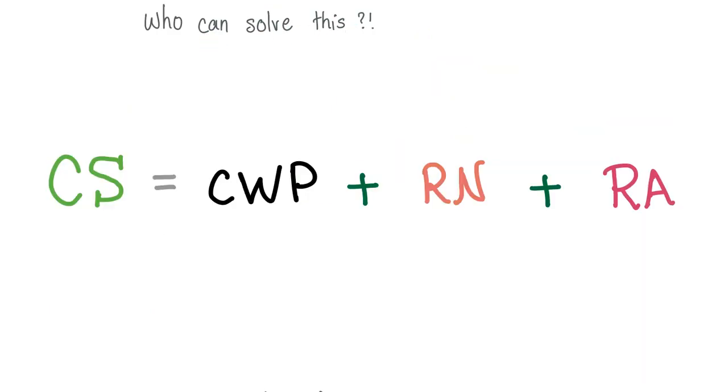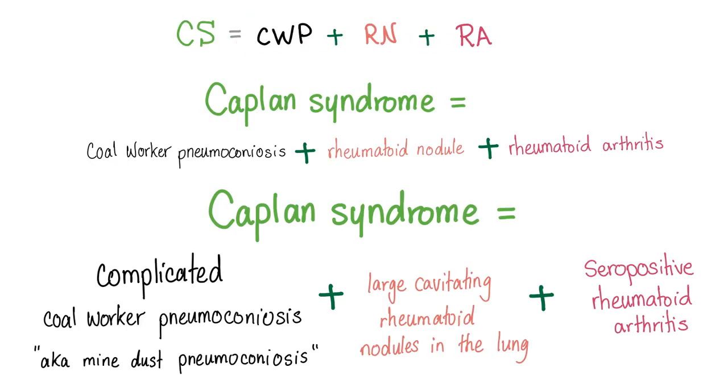Who can solve this riddle? It's a medical equation. CS equals CWP plus RN plus RA. Do you know? Please pause and let me know the answer in the comments. By the way, RN does not stand for registered nurse, okay? Just to be clear. So here is the story. First, we'll start simple, then we'll make it more complicated. CS equals CWP plus RN plus RA. Caplan syndrome is a triad of coal workers' pneumoconiosis plus rheumatoid nodules. It's not one nodule, it's probably nodules. And rheumatoid arthritis. Okay, easy.